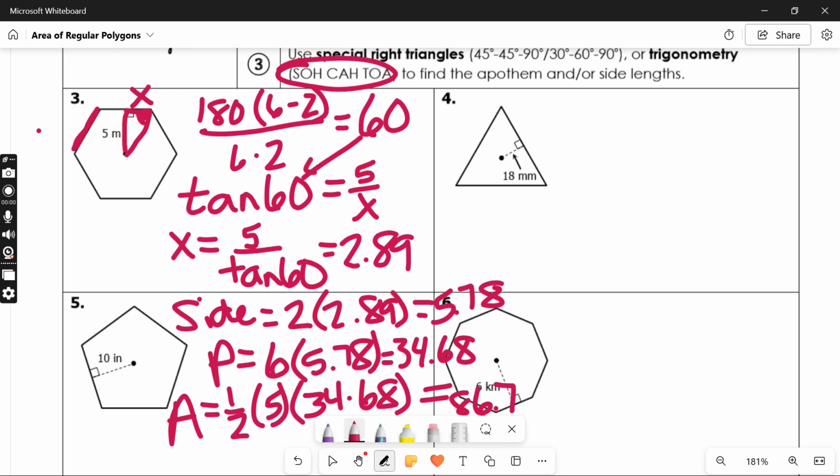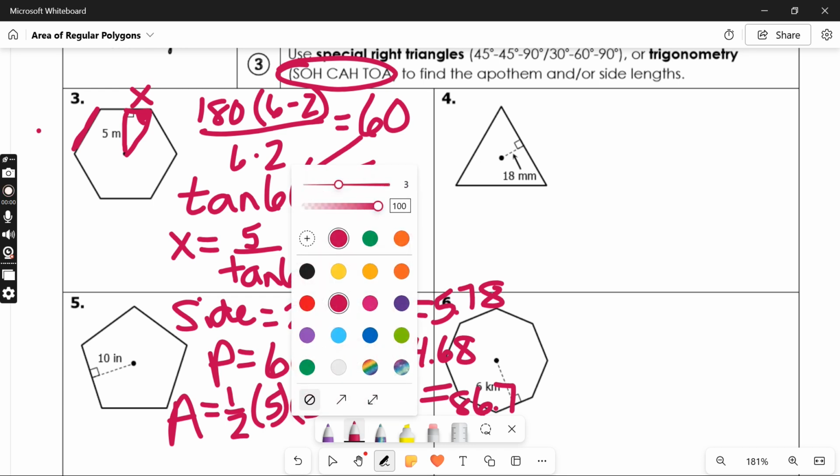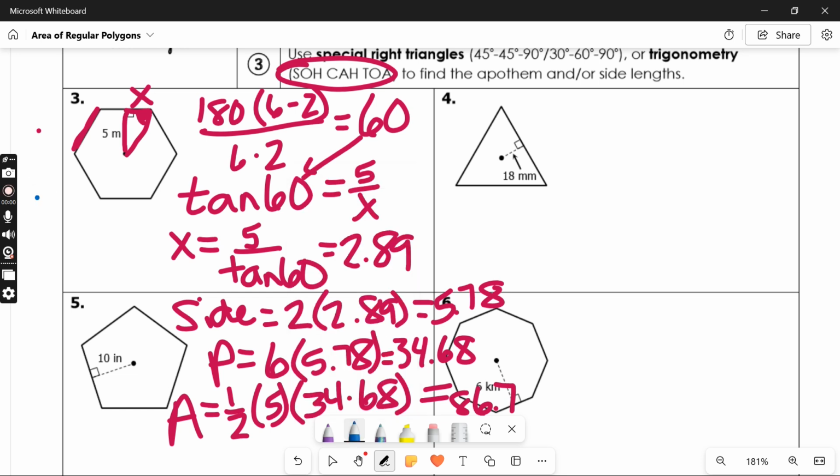Okay, so the steps don't change. I do understand there's a lot going on here, but the steps don't change. You're going to find your angle. Since you have the apothem and you're looking for a side, you're going to use tangent, double it so that you get the side, find perimeter, find area. So your steps for 3, 4, 5, and 6 are always the same. We're going to find the angle, use tangent, find our side, find perimeter, find area.